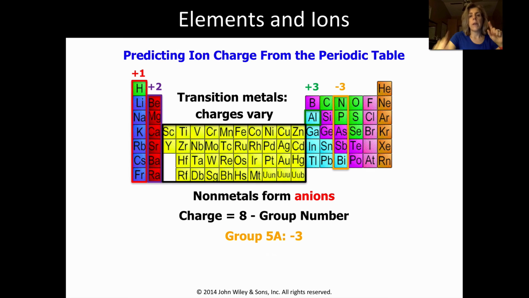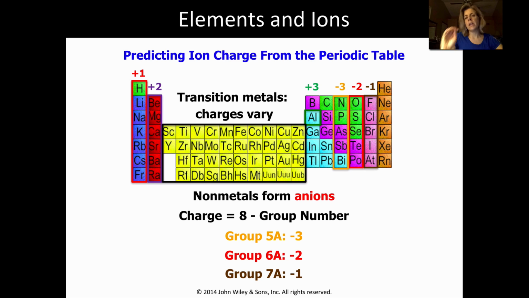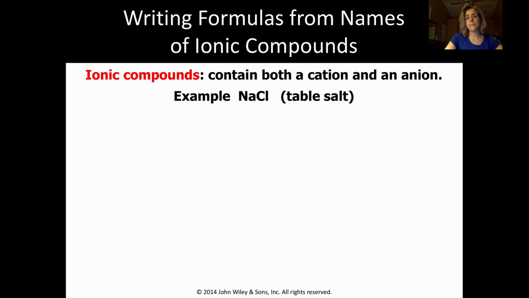Now in the nonmetal section under nitrogen, notice that those elements gain 3 electrons, so they have a 3 minus charge. In the oxygen group, they gain 2 electrons, so they get a 2 minus charge. And then in the halogen group, they gain an electron, so they only have a 1 minus charge.